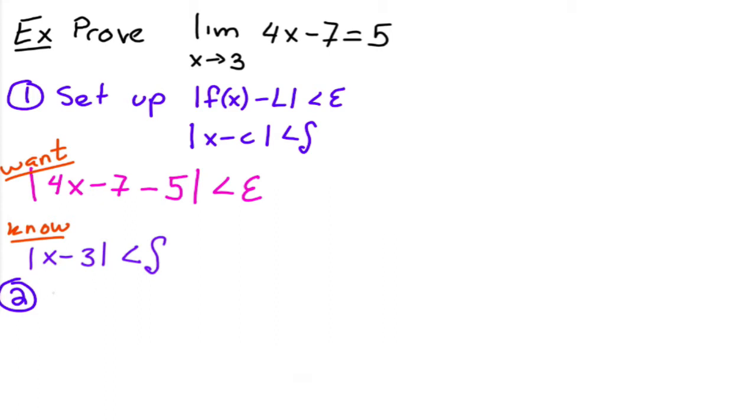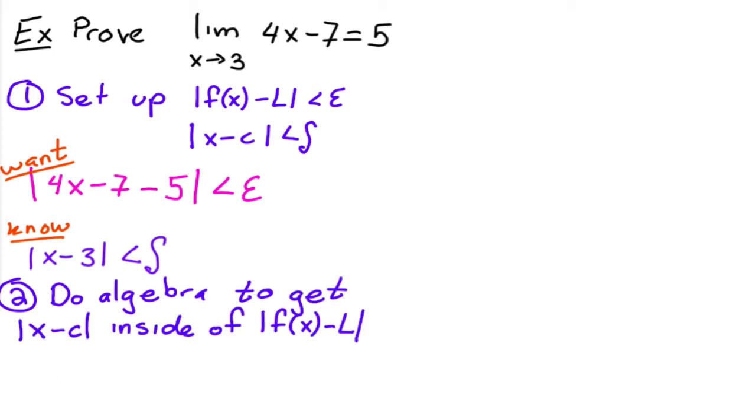So your second step is to do some algebra to get this x − c to appear in f(x) − L. If I go back to my f(x) − L, this is 4x − 12, which, if you factor out a 4, is equal to 4 times (x − 3). And the great thing is that you have control over x − 3. Okay, so now step 3.